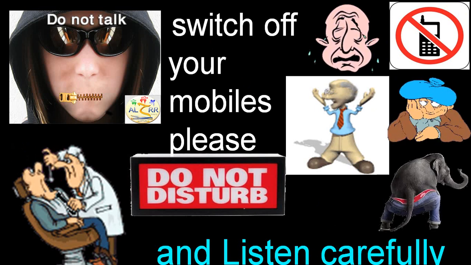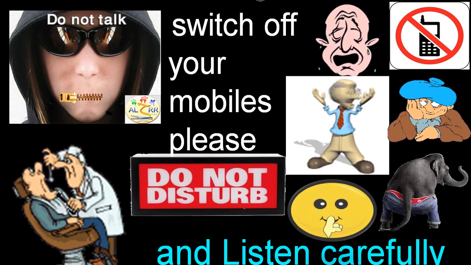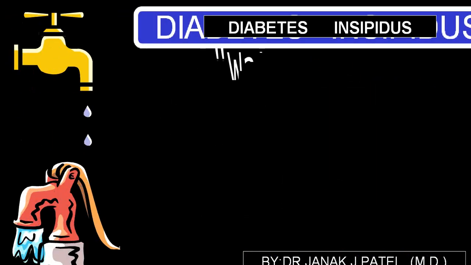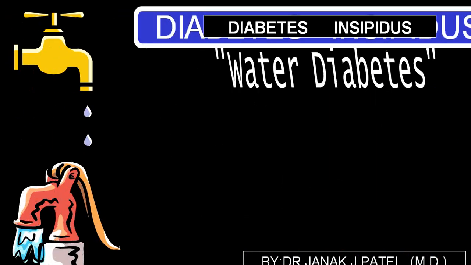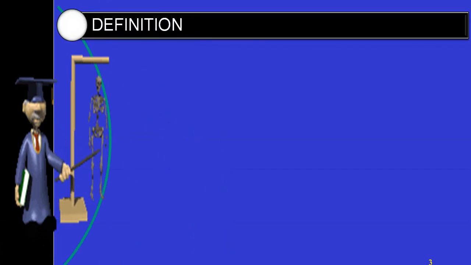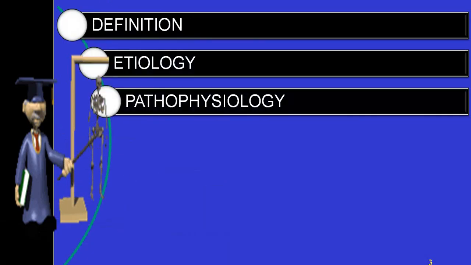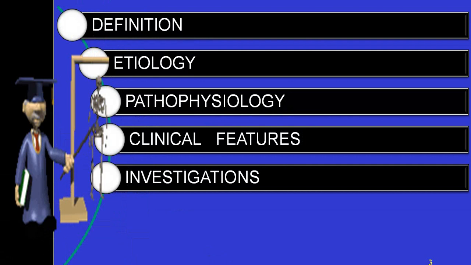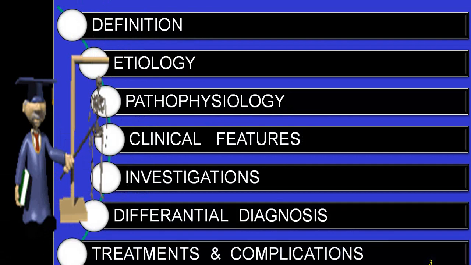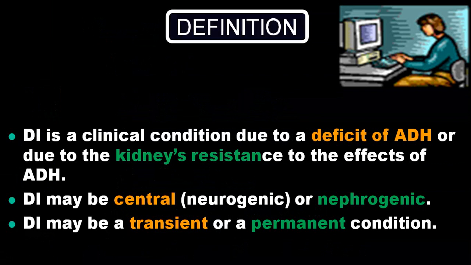Today, I'll be talking about one of the endocrine disorders which is related to ADH hormone. We call it diabetes insipidus. Diabetes insipidus is because of lack of ADH hormone, or we also call it water diabetes. We'll be discussing definition, etiology, pathophysiology, clinical features, investigations, differential diagnosis, treatment and complications. We'll be discussing under these headings.